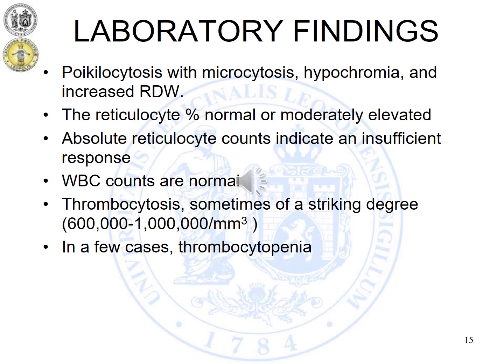With increasing deficiency, red blood cells become deformed and misshapen, and present characteristic microcytosis, hypochromia, poikilocytosis, and increased red blood cell distribution width. The reticulocyte percentage may be normal or moderately elevated, but the absolute reticulocyte count indicates insufficient response to anemia. White blood cells remain normal. Thrombocytosis, sometimes of a striking degree, may occur. In a few cases, thrombocytopenia is seen.